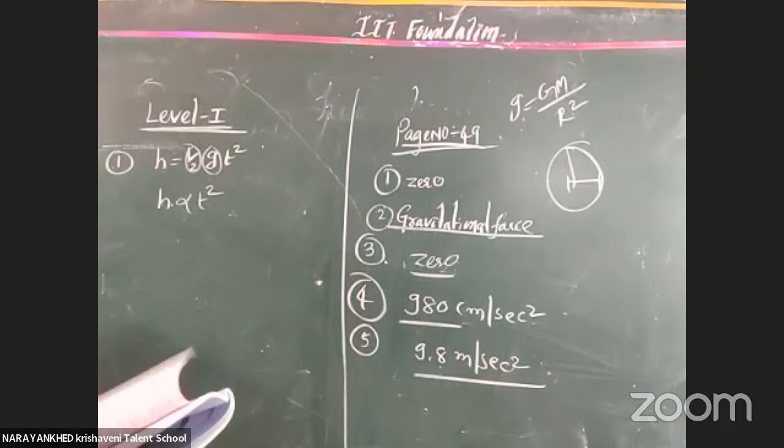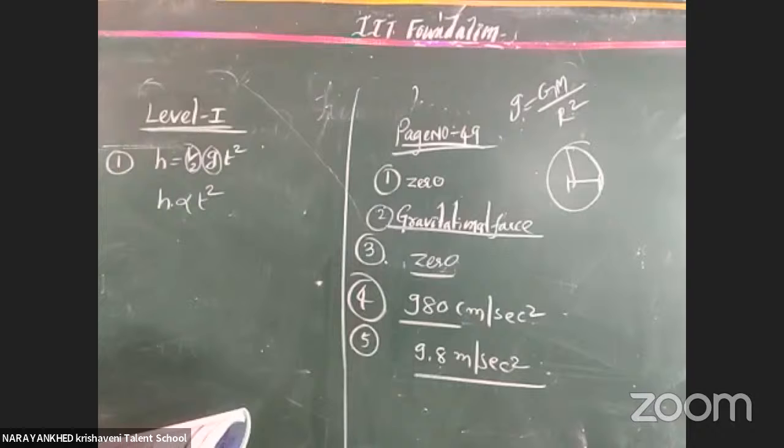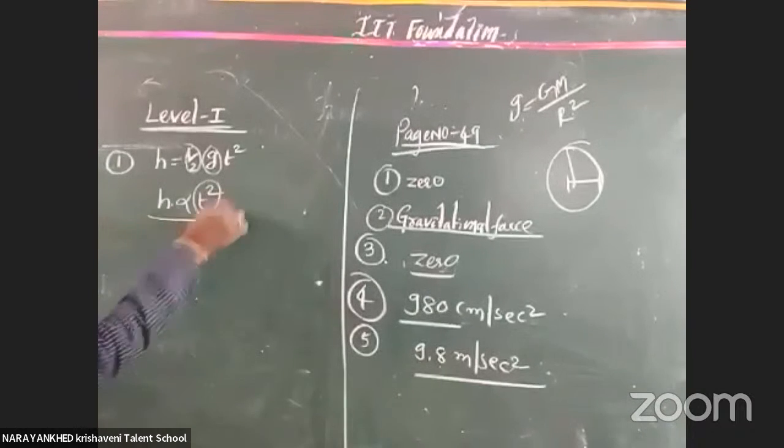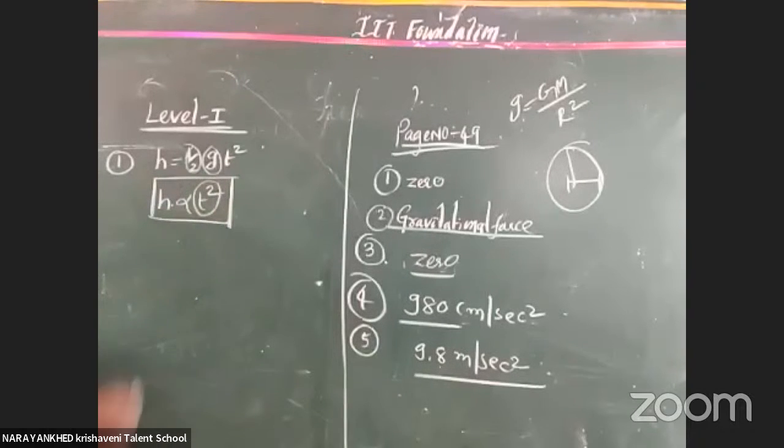The options given here: the mass of the body, the square of the acceleration due to gravity, the square of the time of fall. What is this t square? The square of the time of fall. t square, which is time square. That is it. h is directly proportional to t square. The answer is C. First answer is C. Next, second question.